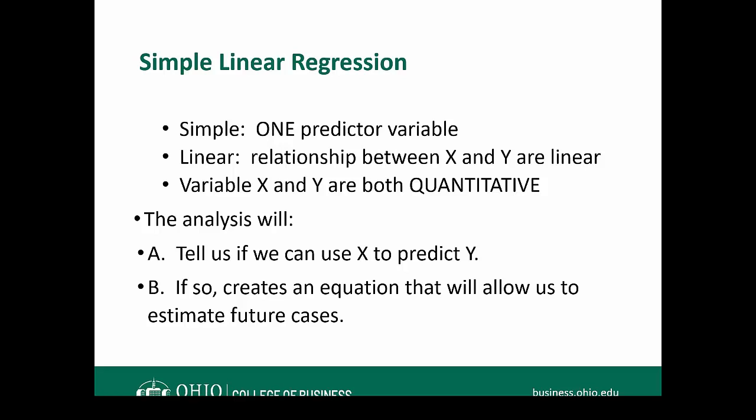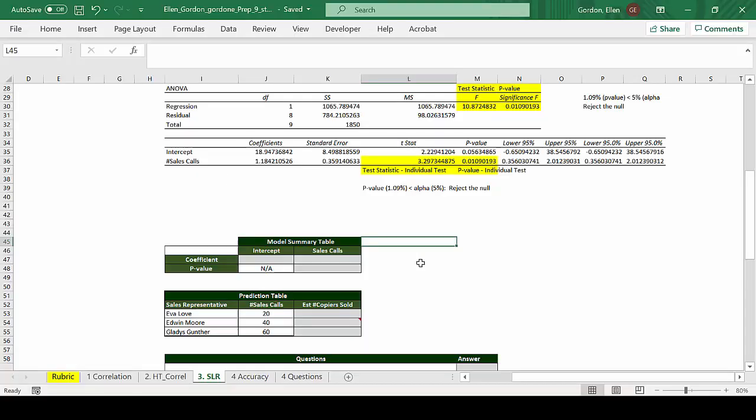In the previous video, we determined that we could use X, sales calls, to predict the Y variable, copier sales. In this video, we're going to determine the equation that will allow us to predict future copier sales. First, we're going to need to complete the model summary table.